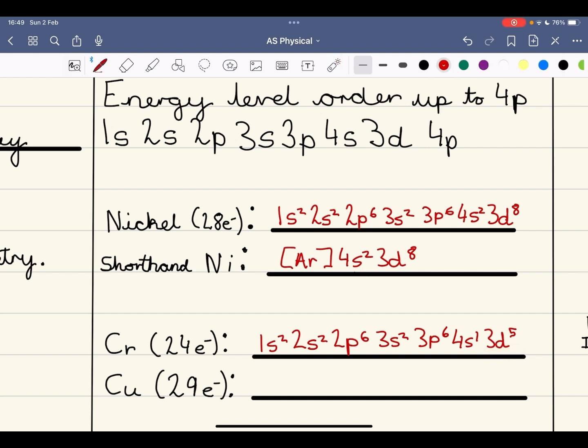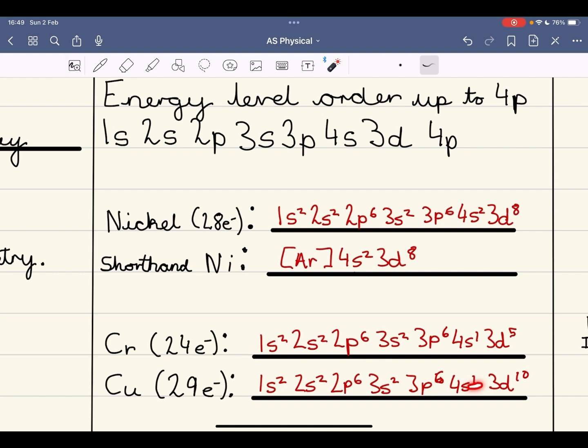And then copper, same thing, so 1s2, 2s2, 2p6, 3s2, 3p6, 4s1, and then 3d10, okay? So once again, we don't fill up 4s, we just go straight from 4s1 to 3d.